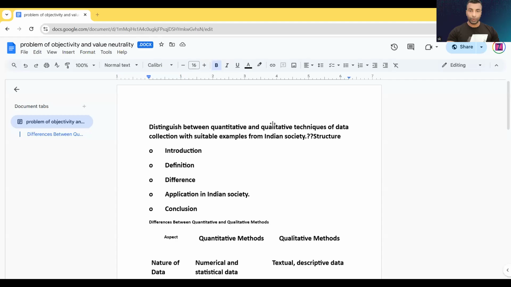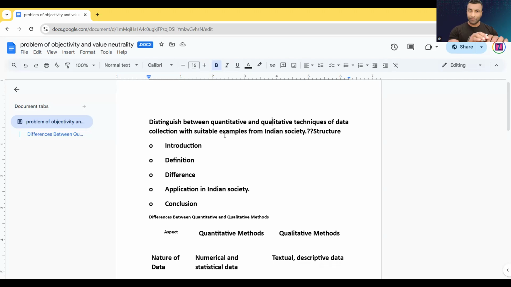So here we will look at a question, a very simple question, quantitative and qualitative method, and then we will come to the solution also. If you look at the question, this is what I want you to answer. Distinguish between quantitative and qualitative techniques of data collection with suitable examples from Indian society. So here is where you need to add the examples.